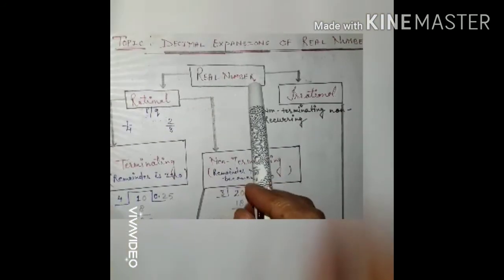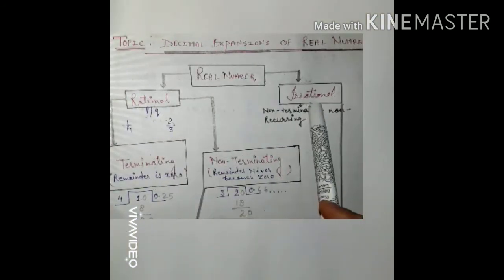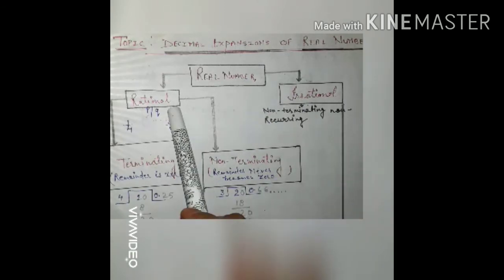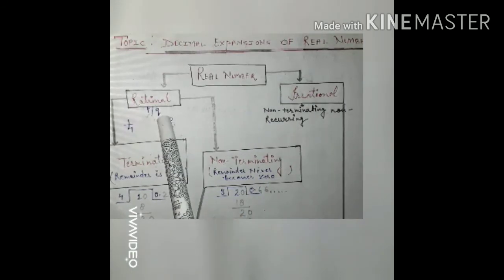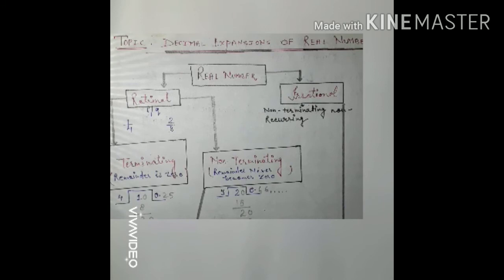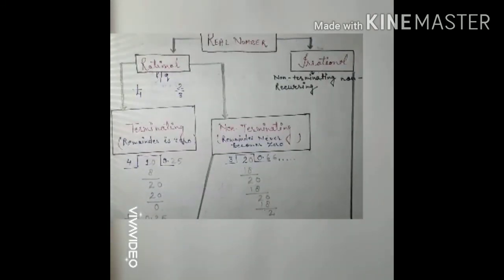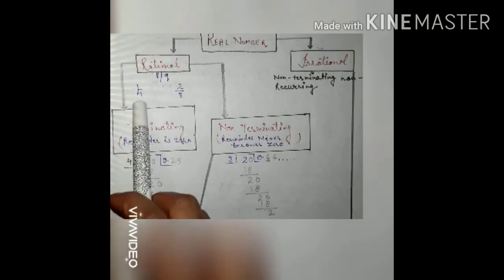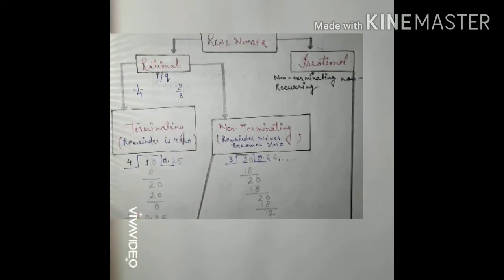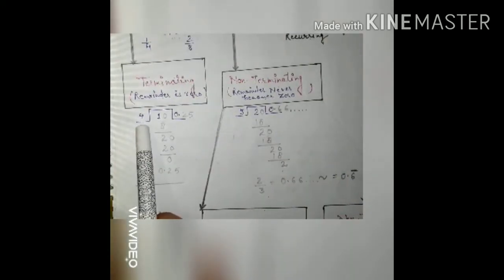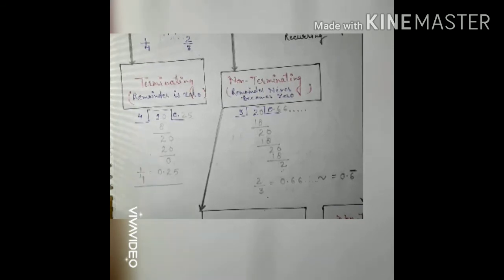The real numbers consist of rational numbers and irrational numbers. A rational number, as you know, is in the form of P upon Q, where P and Q are integers. Here we have taken two examples: the first one is 1 by 4 and the second one is 2 upon 3. We have to convert them into decimal form, so we divide the numerator by the denominator.